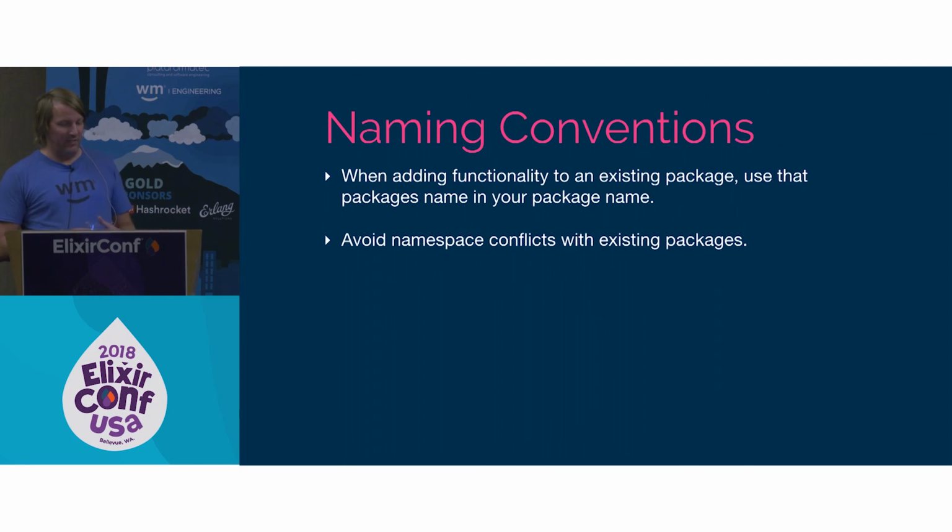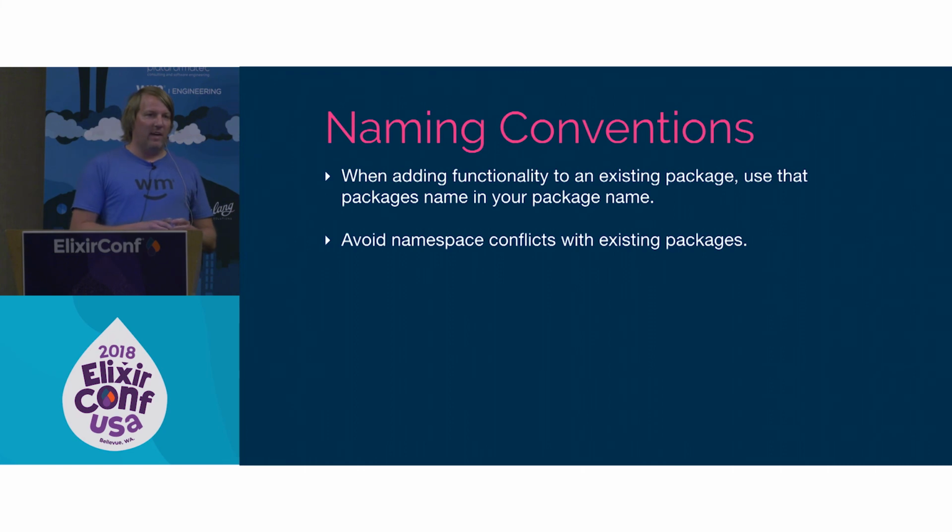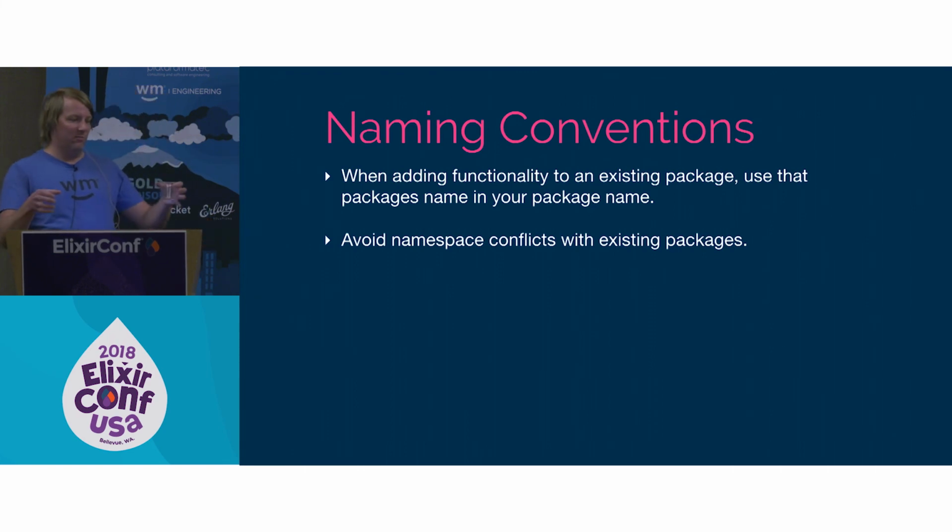Avoid namespace conflicts with existing packages. Because of the way Hex is set up, everything is in the global namespace. So if you are adding auth to plug, let's say, you would want to name your package plug_auth instead of plug.auth, for instance. Name it plug_auth rather than plug.auth to avoid the namespace that plug is already taking.